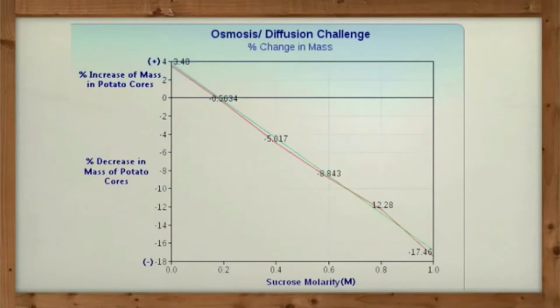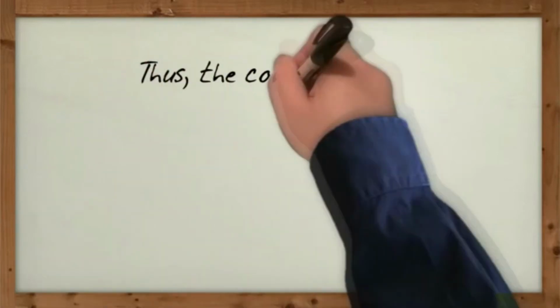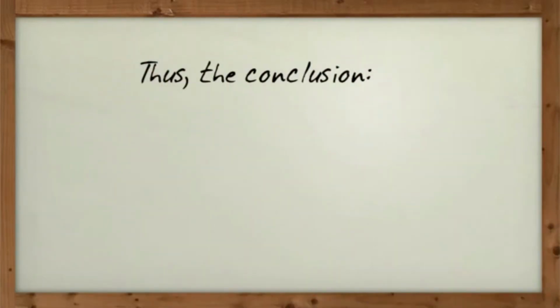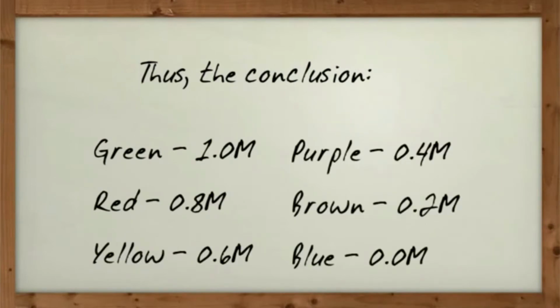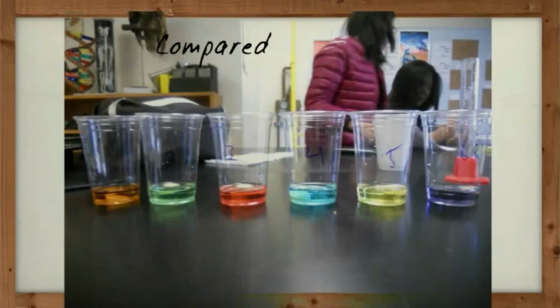The other molarities would then be 0.2m, 0.4m, 0.6m, and 0.8m. In conclusion, the more the percent decrease of the mass, the higher the concentration of the solution. The more the percent increase of the mass, the lower the concentration of the solution. Thus, the conclusion is, green has a molarity of 1, red has a molarity of 0.8, yellow has a molarity of 0.6, purple has a molarity of 0.4, brown has a molarity of 0.2, and blue has a molarity of 0.0, which is distilled water.